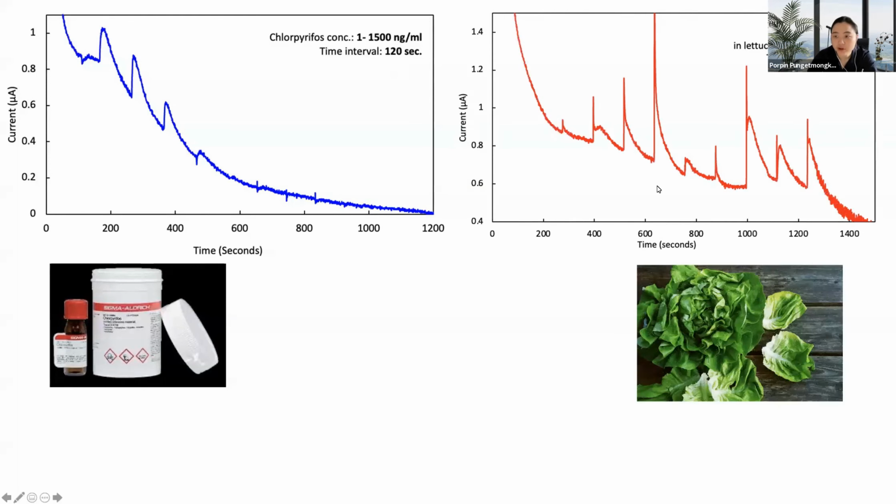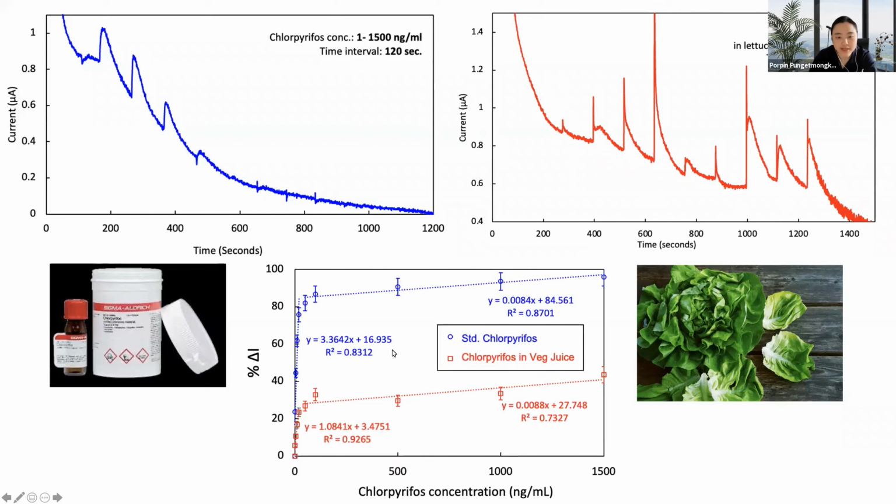We also test this onto the real vegetable juice. In this case, we select the butterhead lettuce, which is used a lot in salads. So we can see that we also can detect the change in the current for this one. And if we compare the calibration curves of these two solutions, the standard one and the real vegetable juice, the inhibition current of the vegetable juice is lower. That may be due to many interferences in the butterhead lettuce juice. But anyway, we can deliver the calibration curve and the analysis for both real vegetable and standard solution.